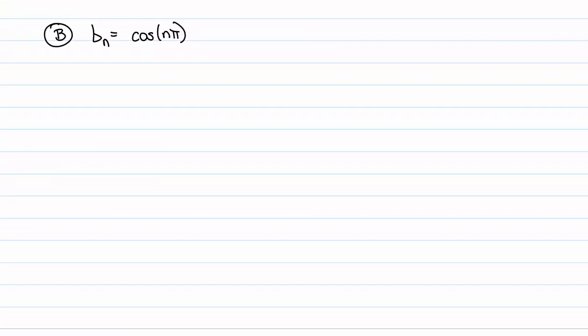It's more often the case that somebody will hand you just a definition of the sequence itself. Our sequence, b sub n, is defined to always be cosine of n pi. If they leave it at that, you may assume that n starts at 1 and climbs up from there. It's a pretty safe assumption.